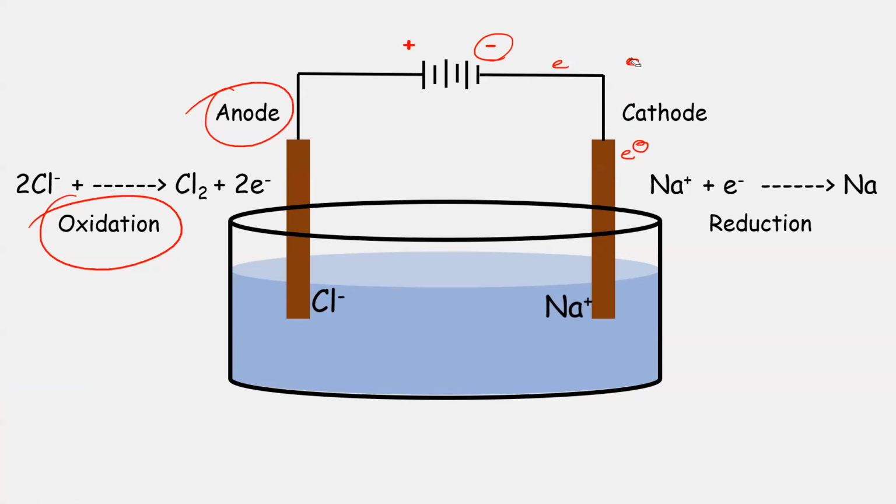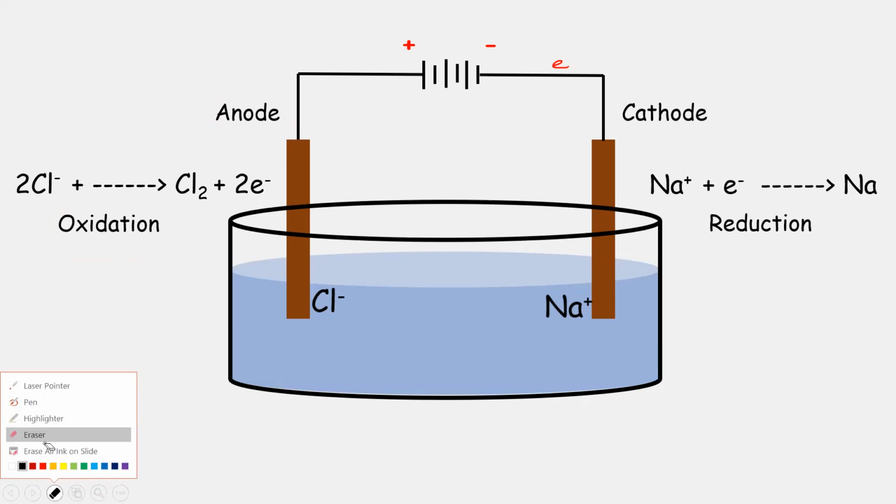Let me erase this part. So this is cathode. This is the negative charge. Anode, cathode, oxidation, reduction. Now moving on.